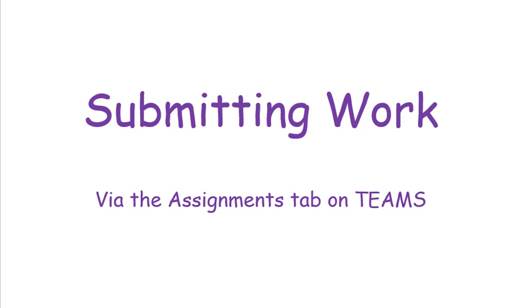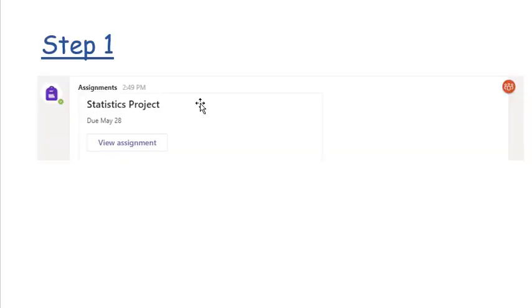So, step one. When I set an assignment, on the main chat feed on Teams, you'll see this thing here. So you'll see the assignment, the name of the assignment, the due date, and you'll see this button here, View Assignment. So what you need to first do is press on this button, View Assignment.